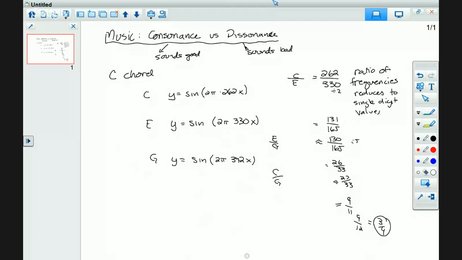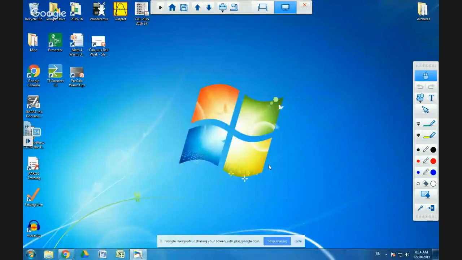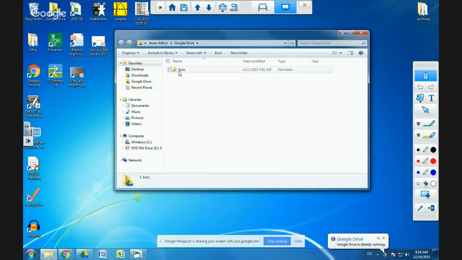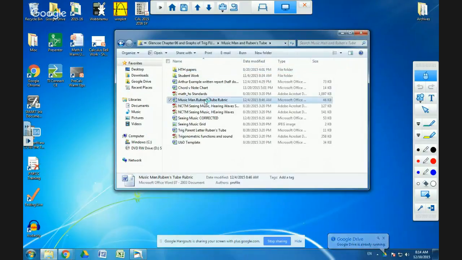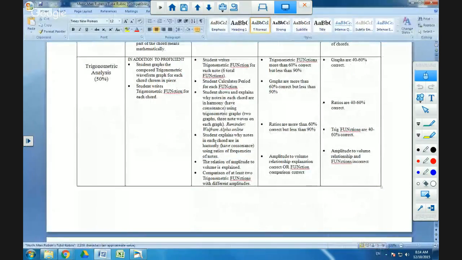Are we supposed to explain those ratios in any way? Let's see, I didn't keep the rubric up. Let me look at the rubric. Student explains why notes in each chord are in harmony using the ratios of the frequencies. So yeah, a sentence or two. You could do all 6 of them and say, these notes are obviously in harmony with each other because the ratio is reduced to single-digit fractions. Done, right?